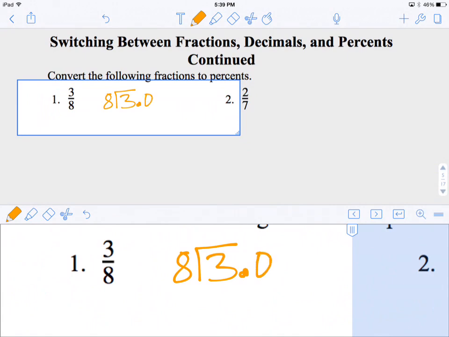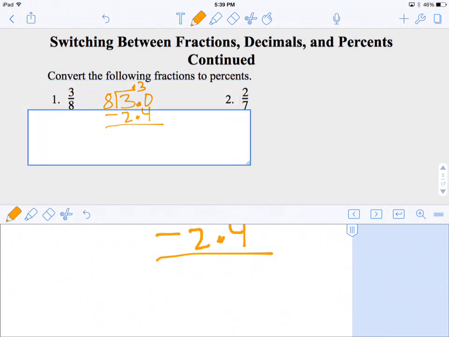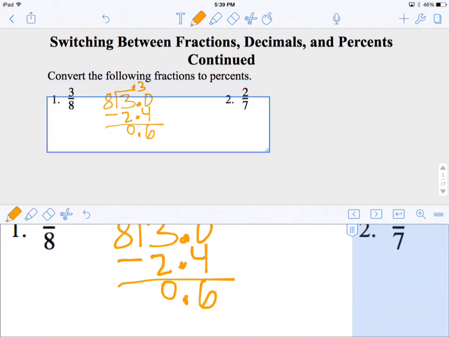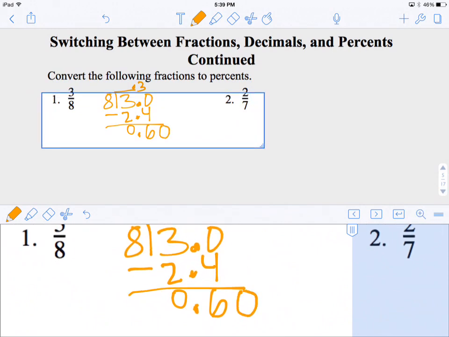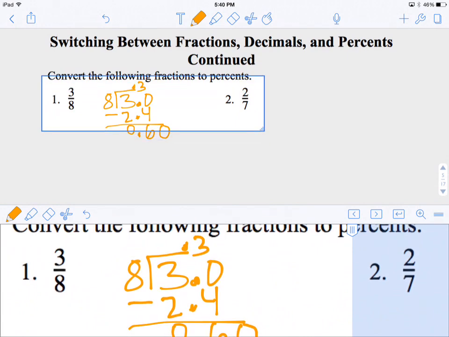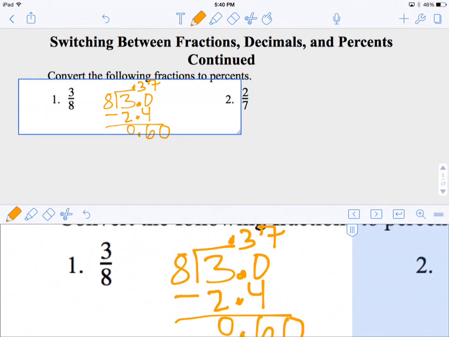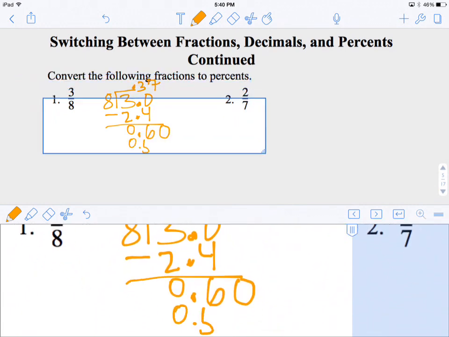How many times does 8 go into 30? Well, it only goes in 3 times. 3 times 8 is 24, so we have 2.4. And we subtract. And finally, we get 0.6. Now, how many times does 8 go into 0.6? Well, it doesn't, so we've got to add the 0 on the end. And now, how many times does 8 go into 60? Well, we can think that it goes in 7 times, because 7 times 8 is 56.